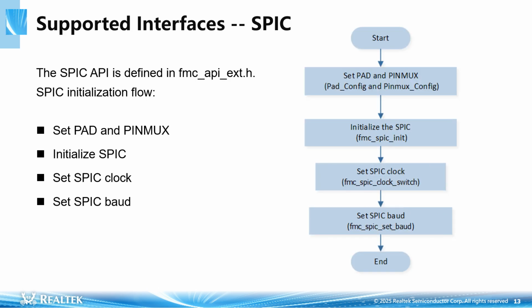The SPIC API is defined in the FMCAPIEXT header file. The initialization process of SPIC is shown in the figure. The first step is to set pinmux and pad, the second step is to initialize SPIC, the third step is to set the clock of SPIC, and the fourth step is to set the baud of SPIC.